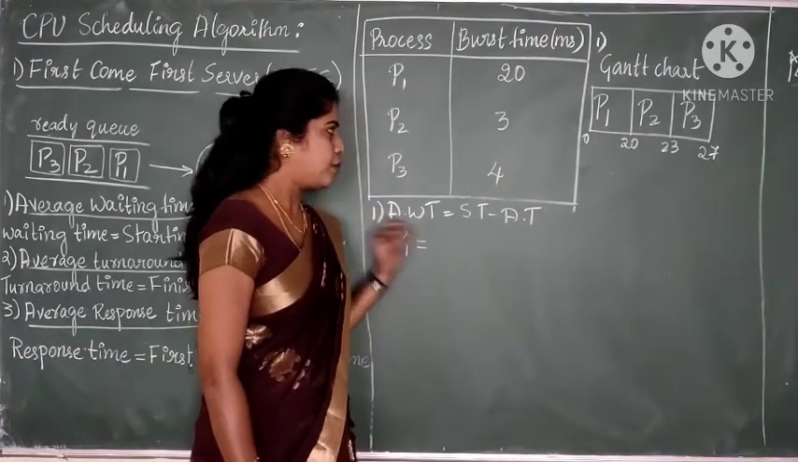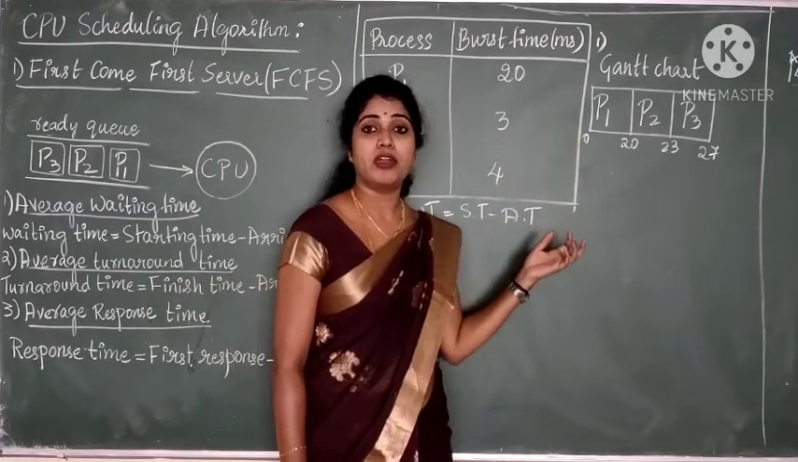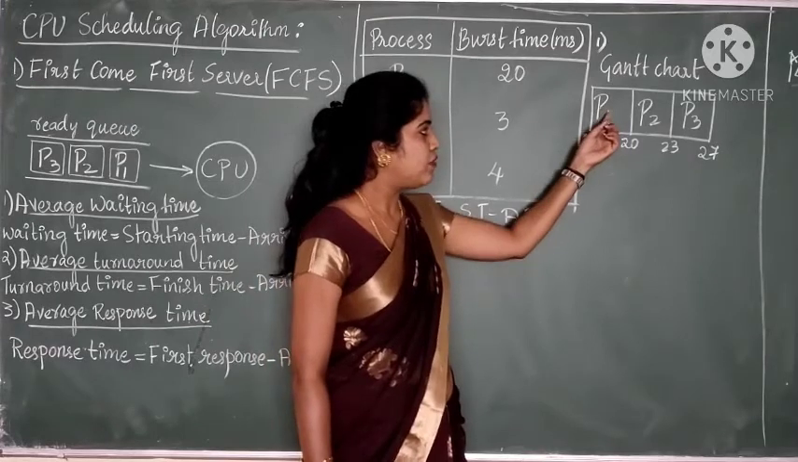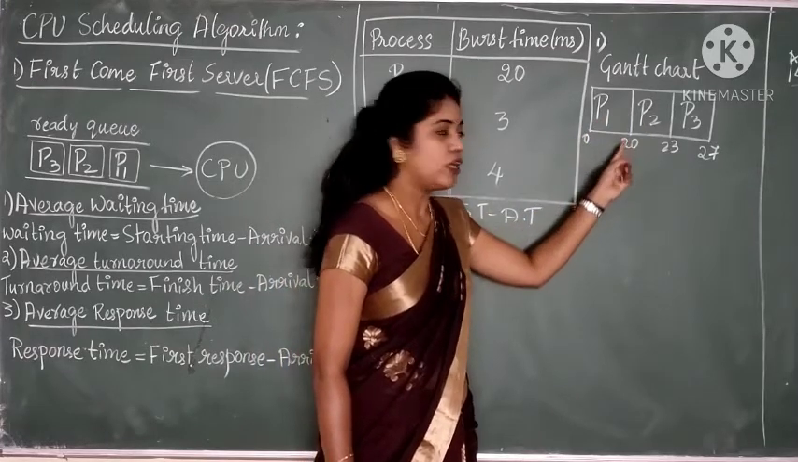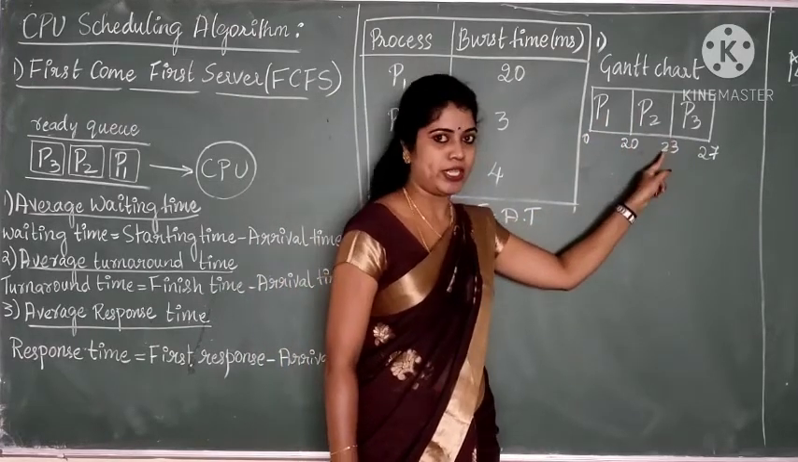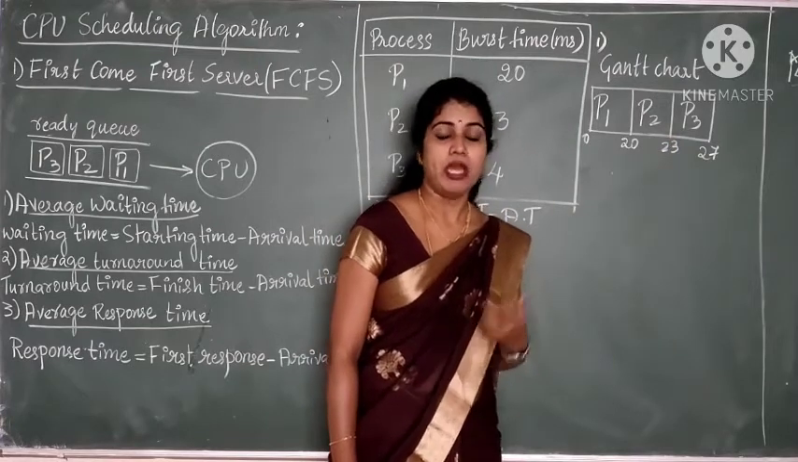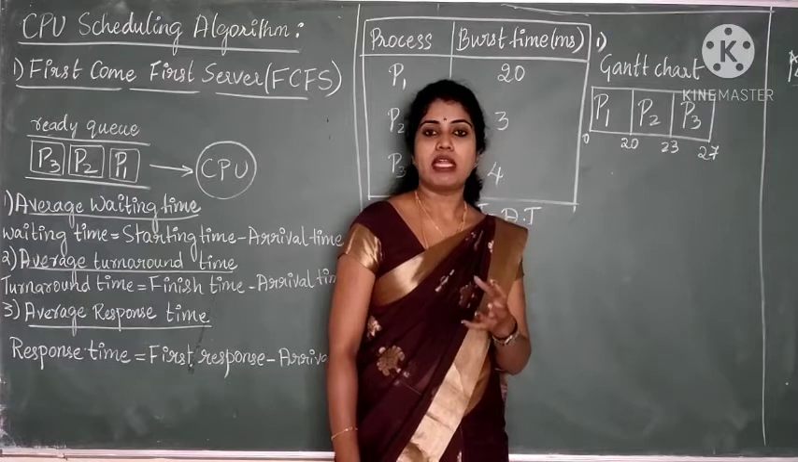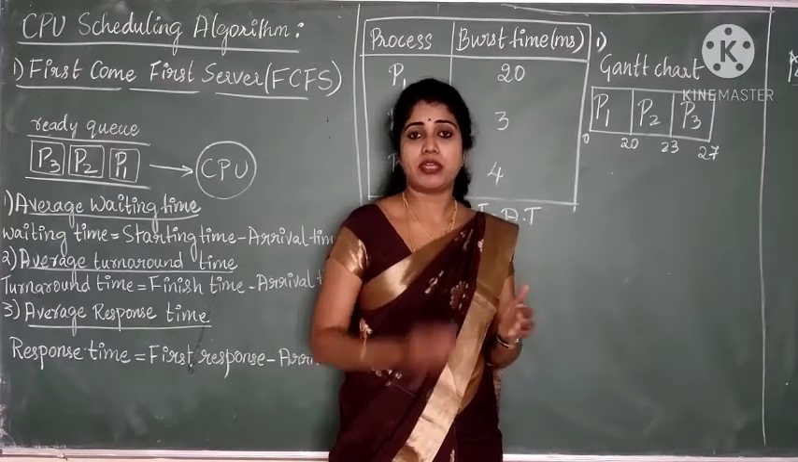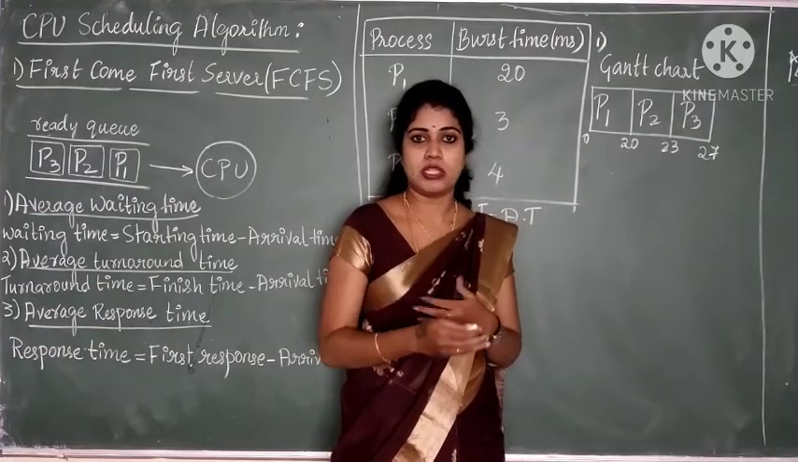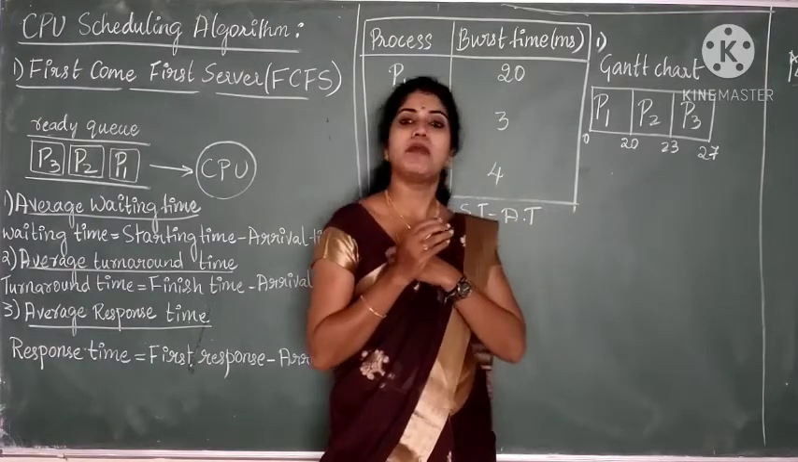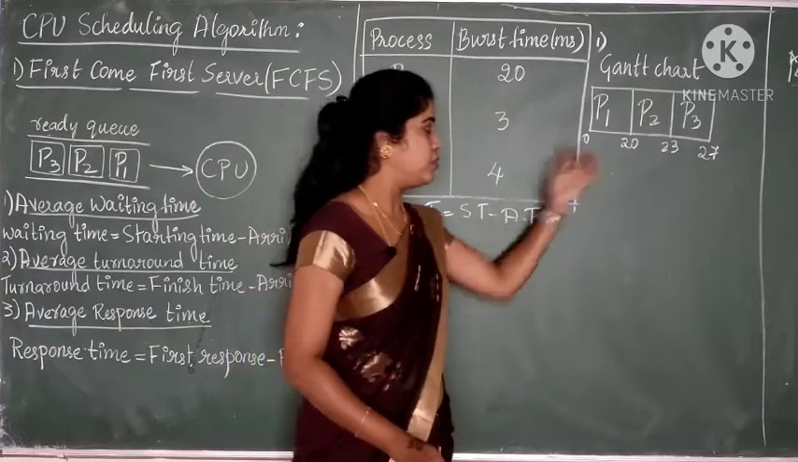Again, very importantly you have to remember, what is arrival time? Here P1 starts at 0, P2 starts at 20, P3 starts at 23. But what is called arrival time? Always remember, arrival time will be 0. Why? Because once a process arrives at the CPU, only then does execution start. Because of that, always the arrival time will be 0.